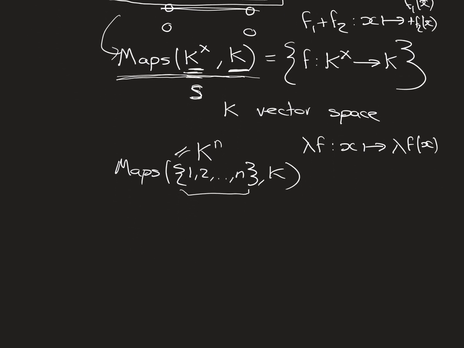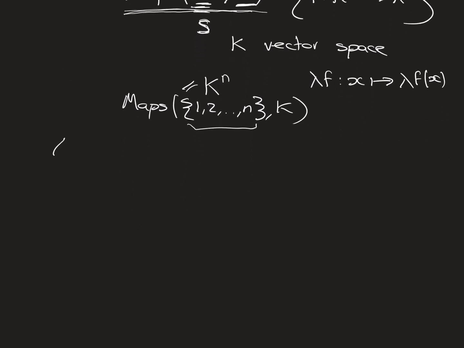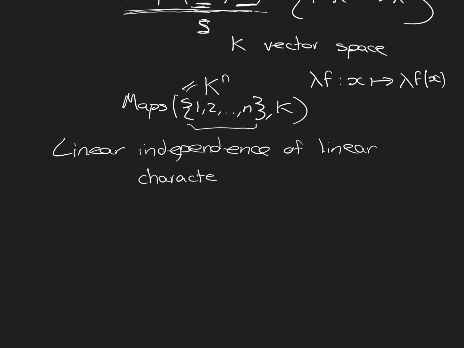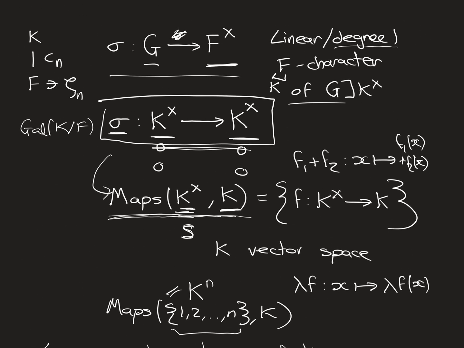Now, how do I prove that? This property is called the linear independence of linear characters. So if you want to Google this theorem, that's what you should Google: linear independence of linear characters. And it holds for linear characters of any group you like.